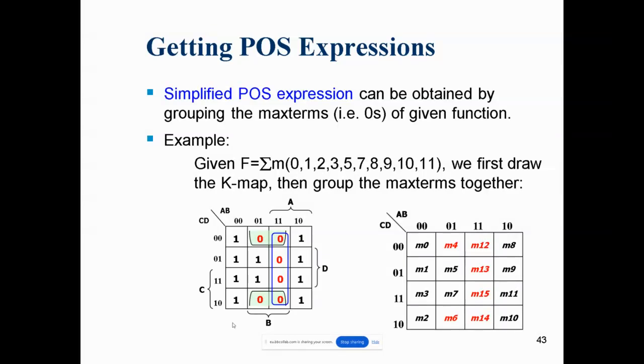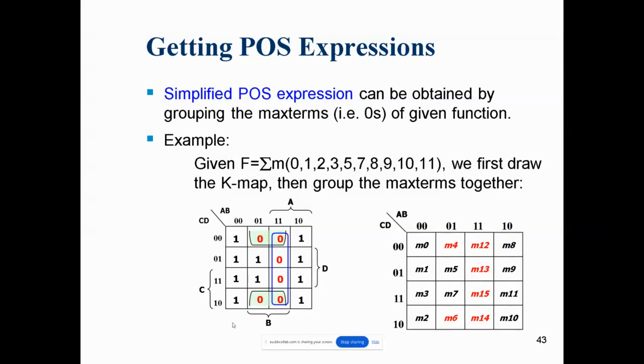So now please look at here. Now we want to get which expression? The POS expression, not the SOP expression. In POS we are interested in 1 or 0? Zeros. So now what is this? M4, M12, M13, M15, M14, and M6. Why have I highlighted this in red? Because these are all zeros.